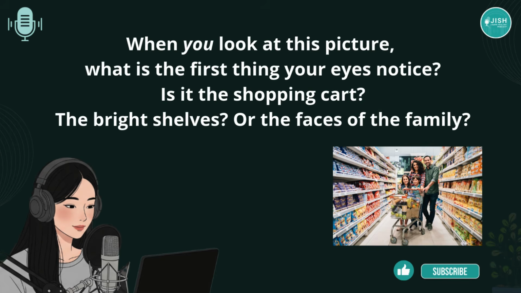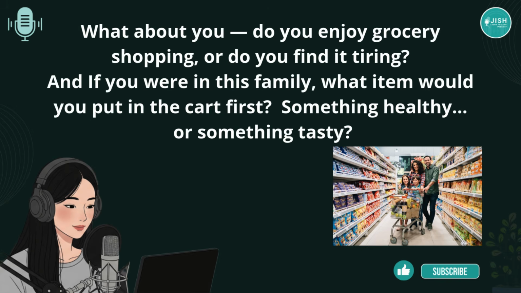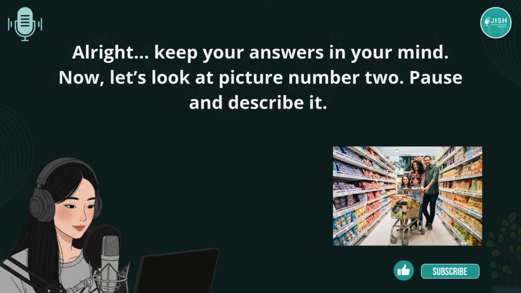When you look at this picture, what is the first thing your eyes notice? Is it the shopping cart, the bright shelves, or the faces of the family? What about you? Do you enjoy grocery shopping, or do you find it tiring? And if you were in this family, what item would you put in the cart first? Something healthy or something tasty? All right, keep your answers in your mind.